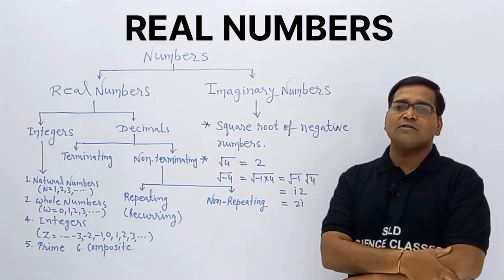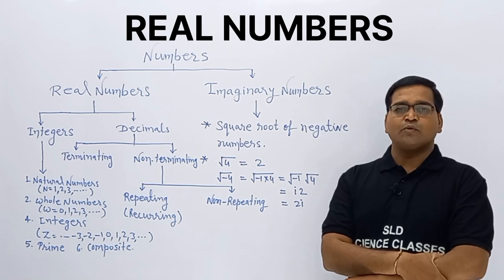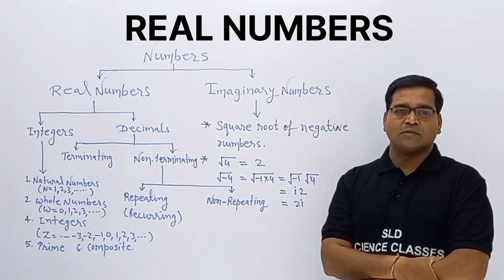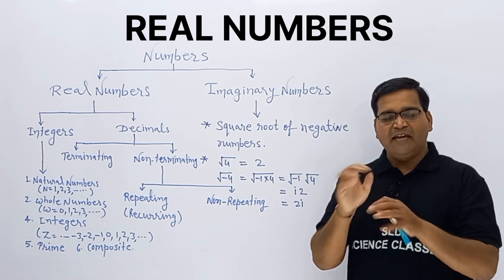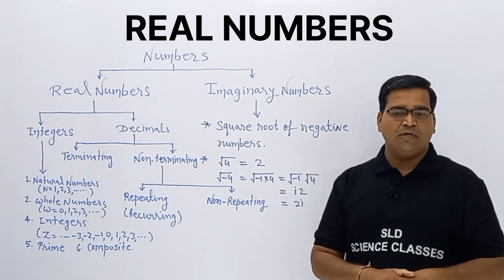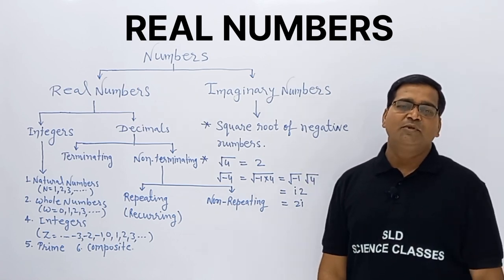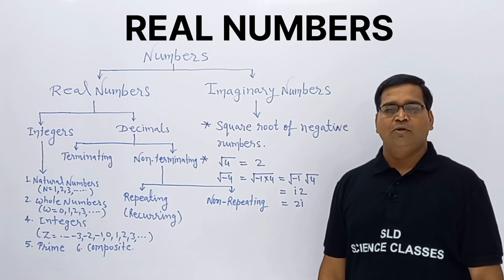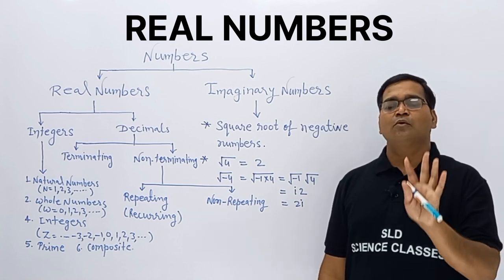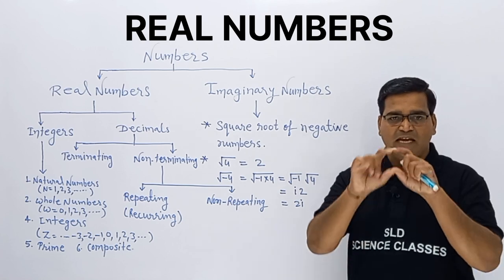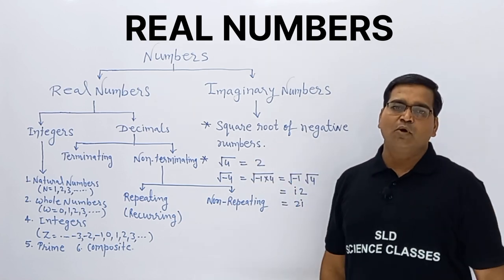Have you ever heard about negative numbers in a square root? We are finding the roots of positive numbers. Can we find the square root of negative numbers? No. The square root of negative numbers is not possible.